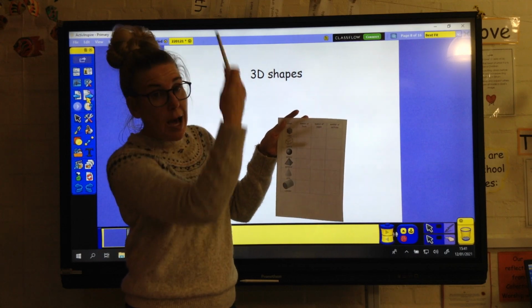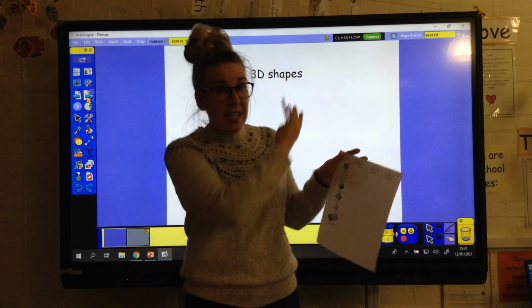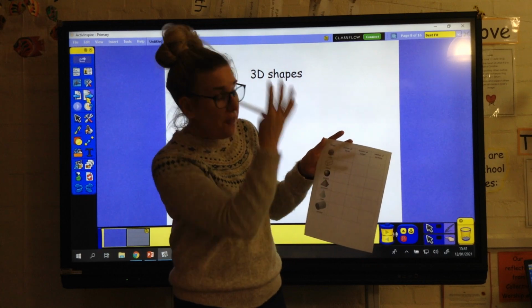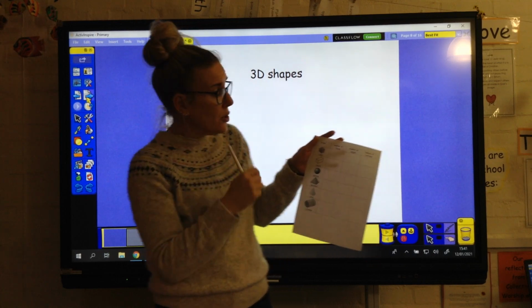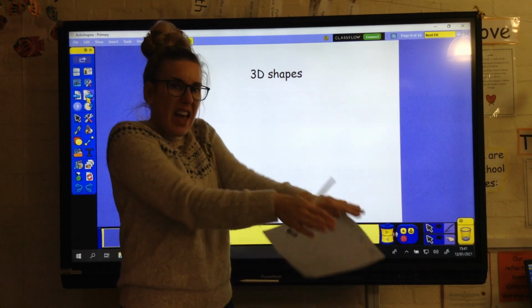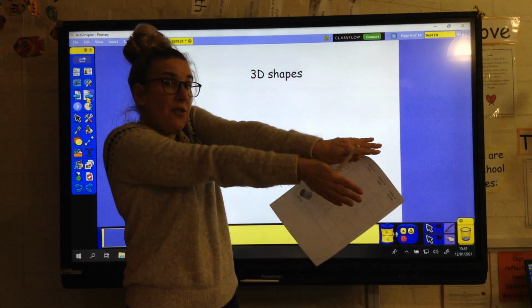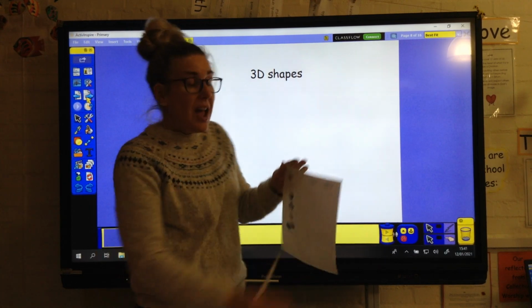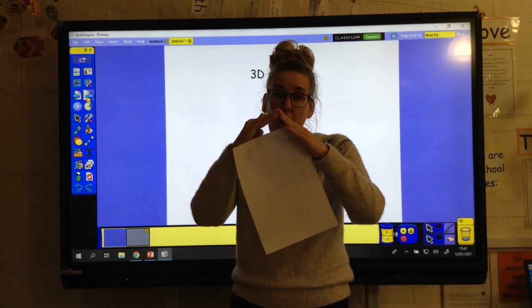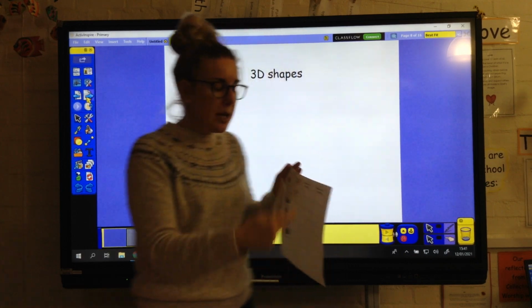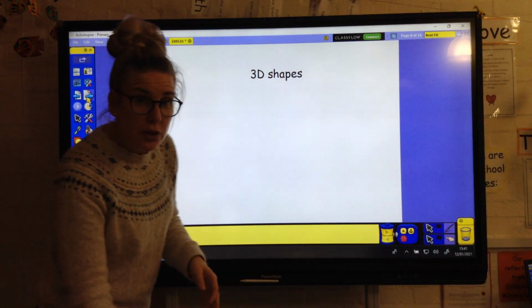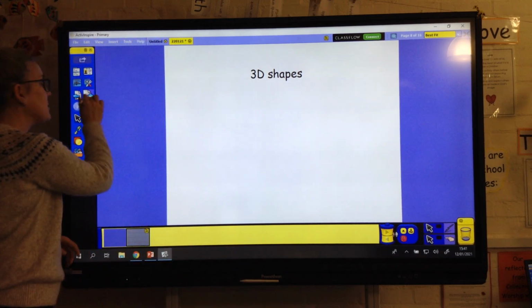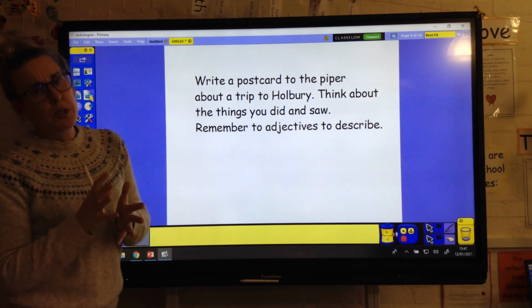Remind yourselves how many faces. Now the faces are the flat edges where we see those 2D shapes. The number of edges, so the edges are where the faces join together, and the vertices are where the edges join together. And again, I'll attach another little video that goes through some of the shapes we found at my house.